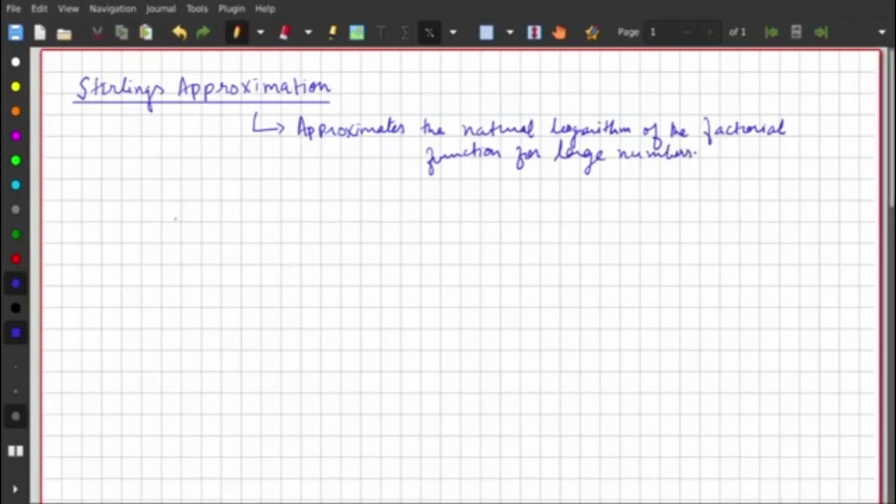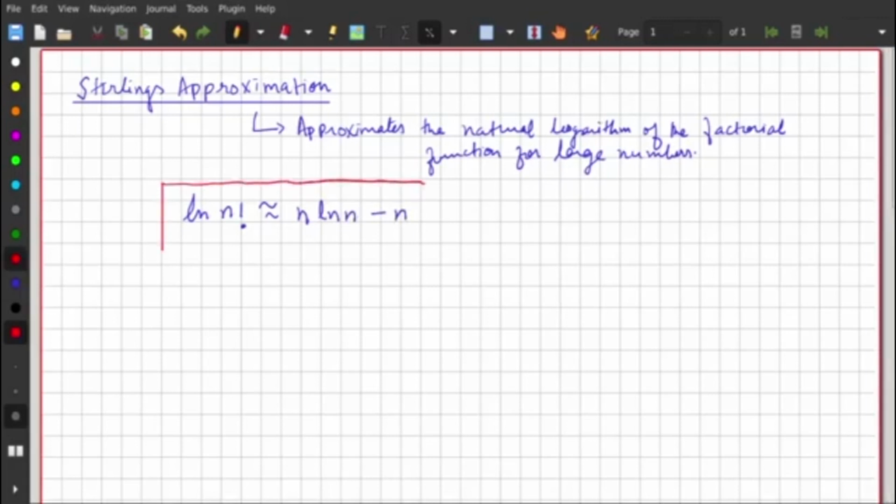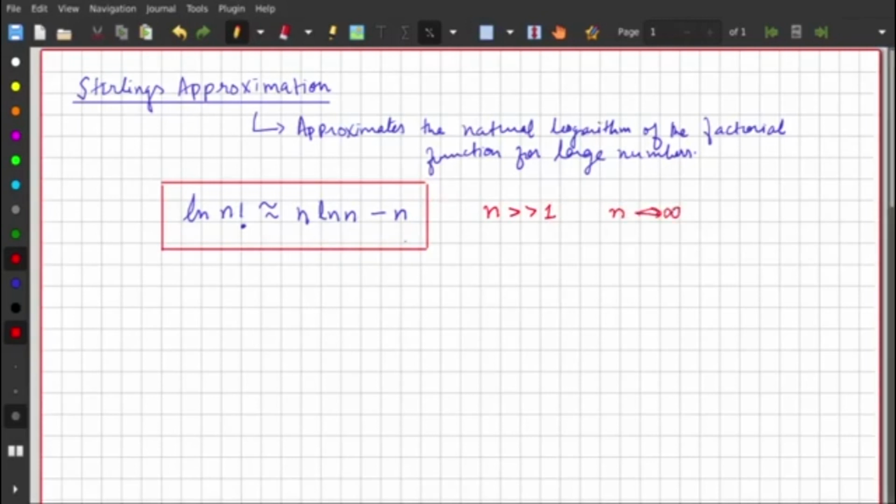So what Stirling approximation says is take the log of n factorial. This is approximately equal to n log n minus n. So this is what Stirling approximation is all about. Okay, and this result gets more and more accurate as n becomes larger and larger. So this is valid for n much greater than 1. The result becomes more and more accurate as n tends to infinity, basically. Okay, so this is what Stirling approximation is.